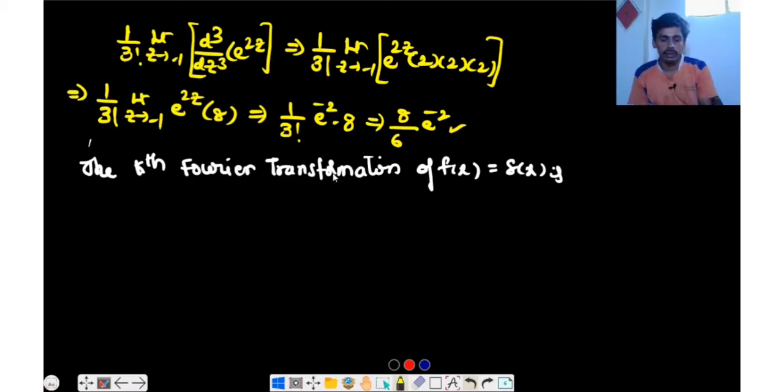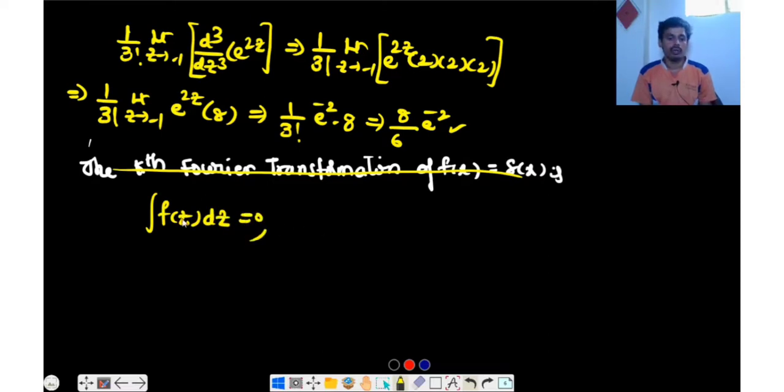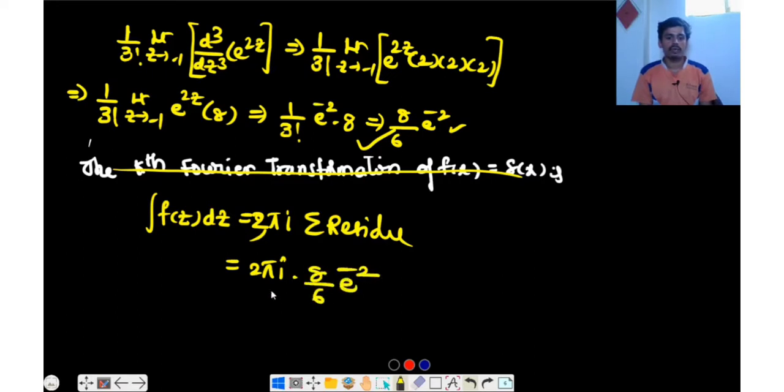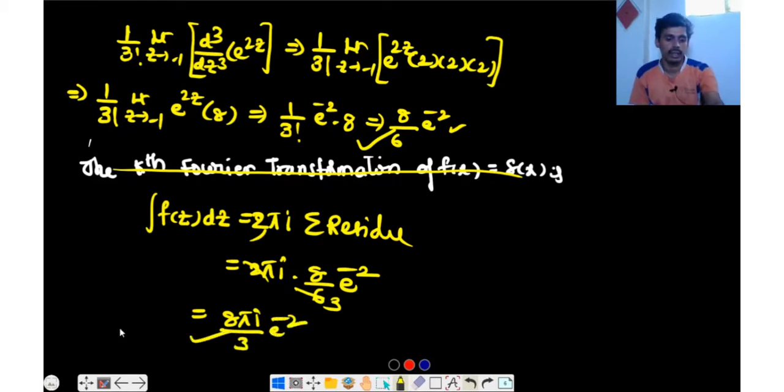Okay, now using the Cauchy residue theorem, the integral of f of z dz is equal to 2 pi i into the summation of residues. We get only one residue, that is 8 by 6 into e to the power minus 2. So the result is 8 pi i by 3 into e to the power minus 2. This is the answer of that integral.